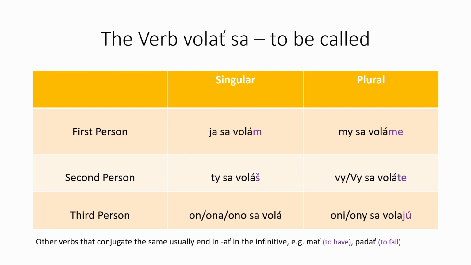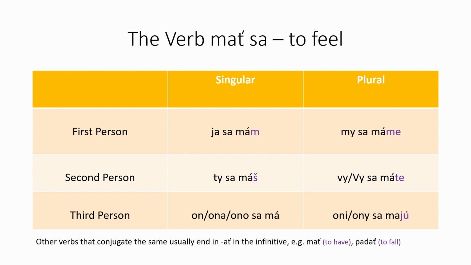However, just hang in there. We're going to go over one more example. The verb mať sa, to feel. This is a very common verb when Slovaks are asked, how do you feel, or how are you? It's just a colloquial verb that we use to express how we are, how we're doing.